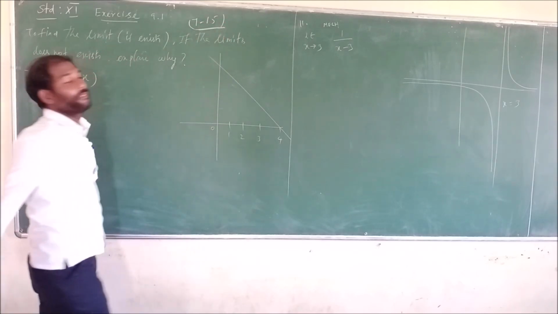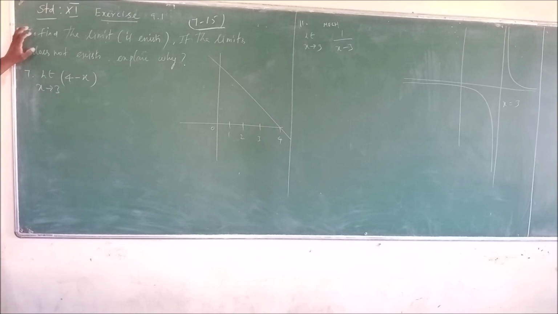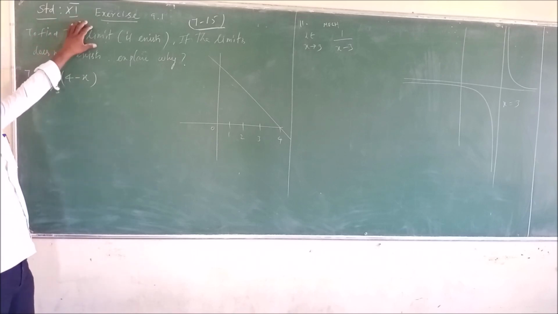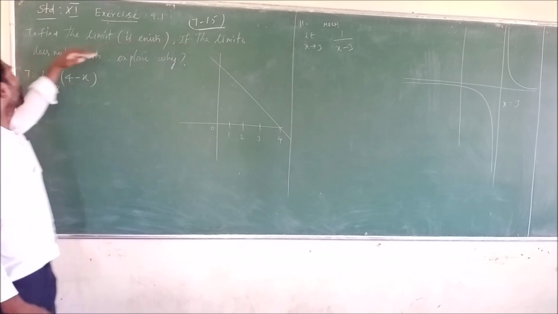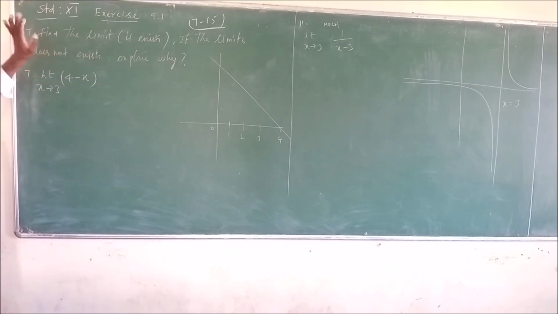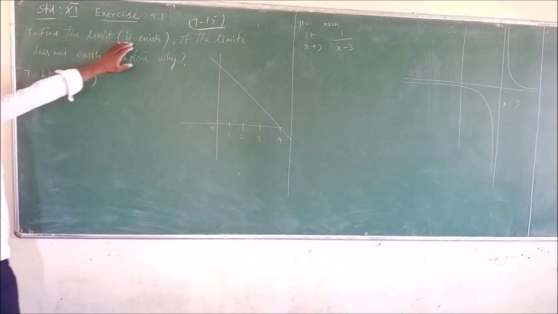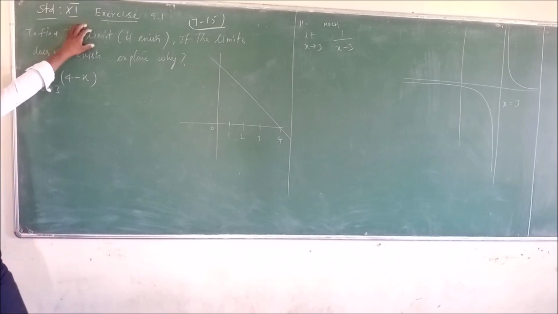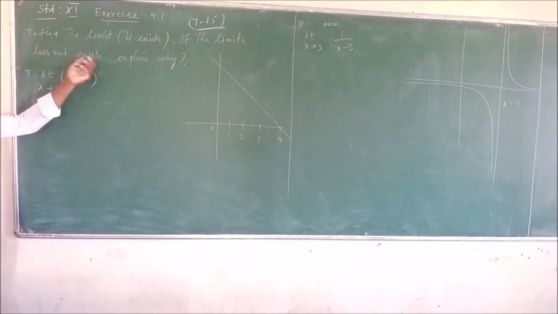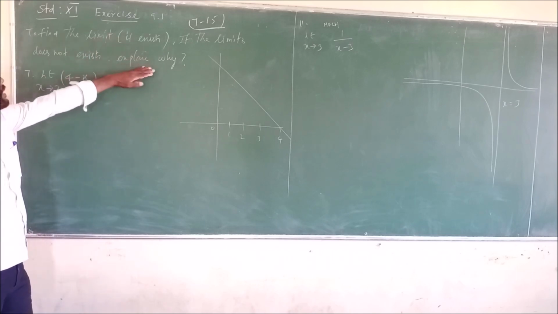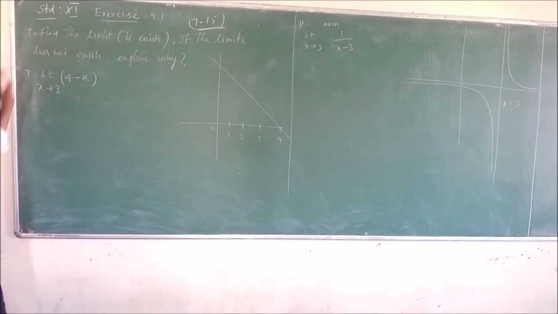Problems 7 to 15: use the graph. Find the limit if it exists. If the limit does not exist, explain your answer. Is that clear? Find the limit, that is, find the limit value. If the limit exists, we get a limit value. If the limit does not exist, we have to explain the reason. So what is the reason? Explain your answer.